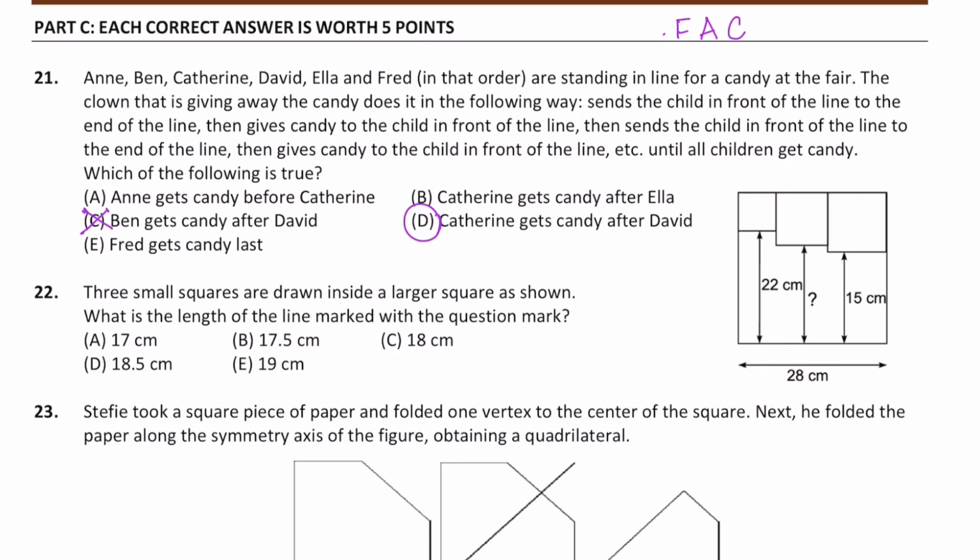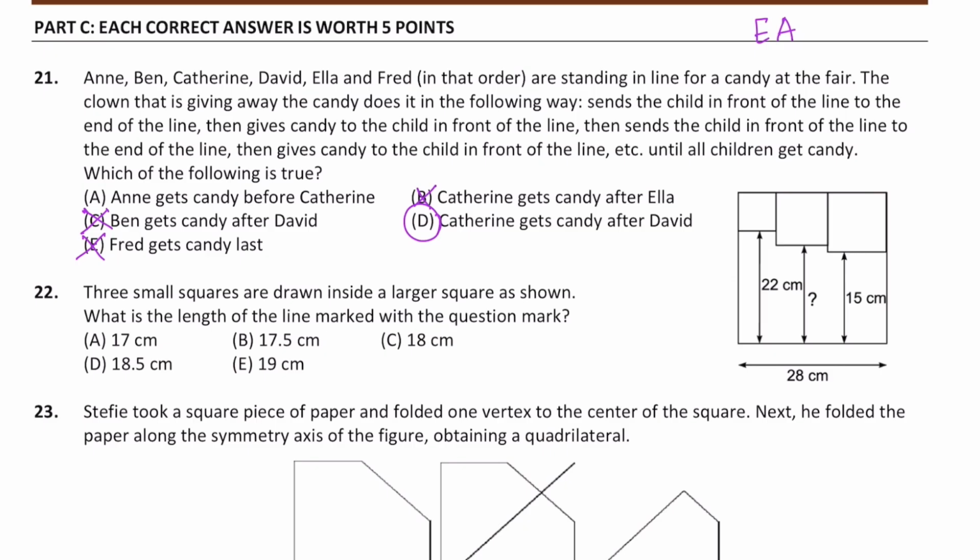Ella is going to go back to the line. And Fred is going to get the candy. Well, Fred did not receive the candy to the last, so that's incorrect. Now, because Fred got his candy, Anne needs to go on the back, and Catherine will receive a candy. So Catherine gets candy after Ella?